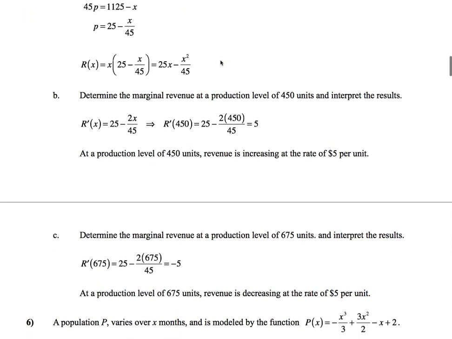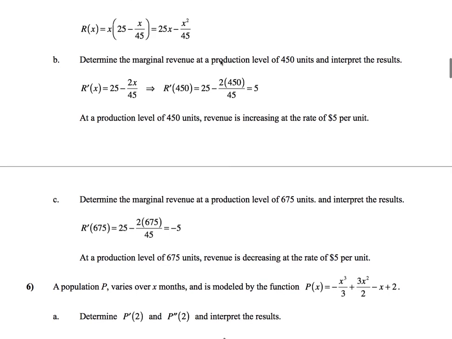Then we want to determine what the marginal revenue is at a particular production level of 450 units. Marginal means derivative. So take the derivative of this revenue function, and this is a linear term, so we just use the coefficient, and we bring the 2 around front here. So this is 2x. 2 minus 1 is 1, so that's 2x to the first. So our derivative is 25 minus 2x over 45.